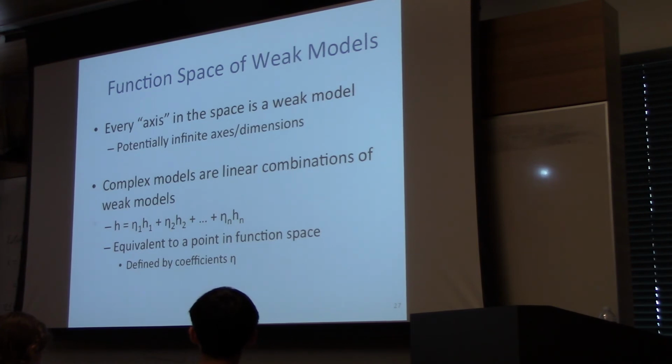Okay, so the function space of weak models, every axis, quote unquote, in this function space is a weak model, a decision stump, if you will. The complex models that we're training are linear combinations of weak models, right? This is equivalent to some point in our function space, right? As defined by our coefficients.